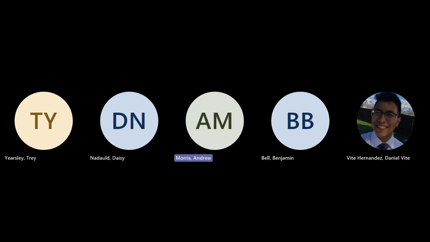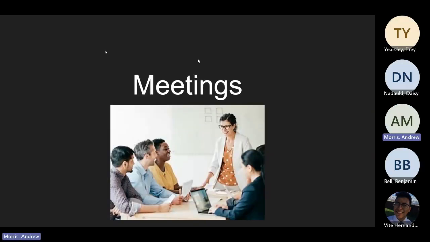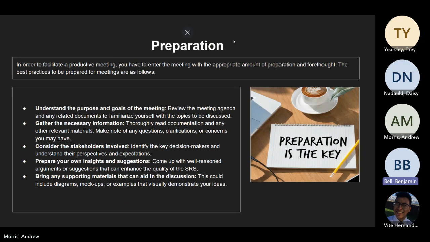All right, welcome to Team 2's presentation on communication dimensions involving meetings. In this, we'll be discussing how you should properly communicate with each other and talk socially with each other during meetings. One of the most important things to do in order to facilitate a productive meeting is to enter the meeting with the appropriate amount of preparation and forethought.